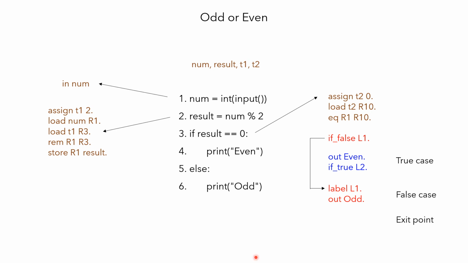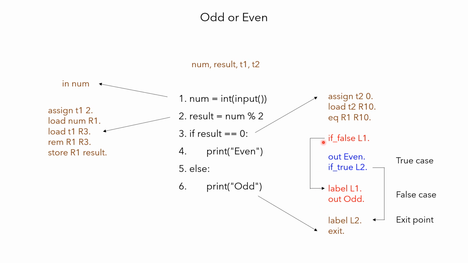The previous if was true, check it, and then now jump to L2. So L2 is here. That means after executing this, I am going to jump out. But if it was a false case, you would come over here, and then you will print odd, and then anyway you will continue with L2. You will reach the exit point as it is.